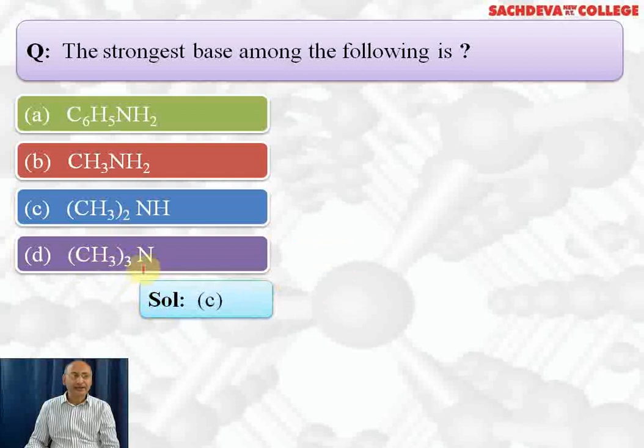Why? Although expected is D part, D part is the strongest base only in gaseous phase. In aqueous solution, strongest is dimethylamine. Trimethylamine has steric hindrance, and the lone pair of electrons is less available for bond formation. That's why the secondary amines are most basic among these. Aniline is less basic because the phenyl group is electron withdrawing.